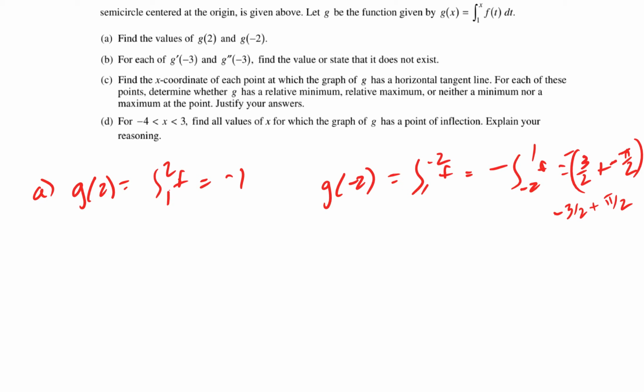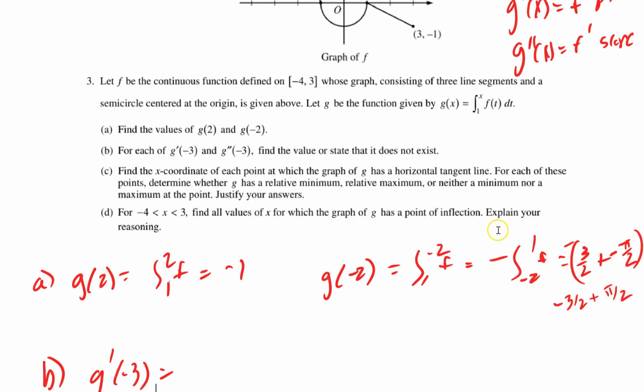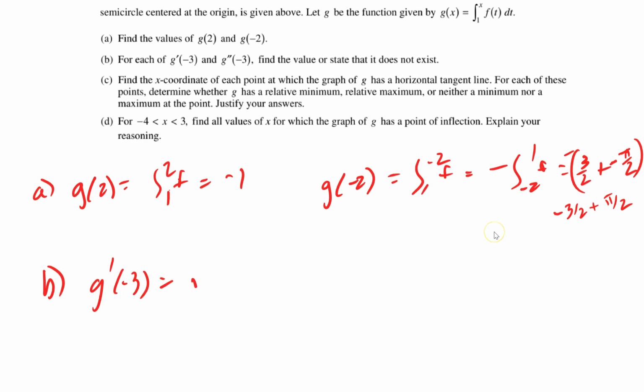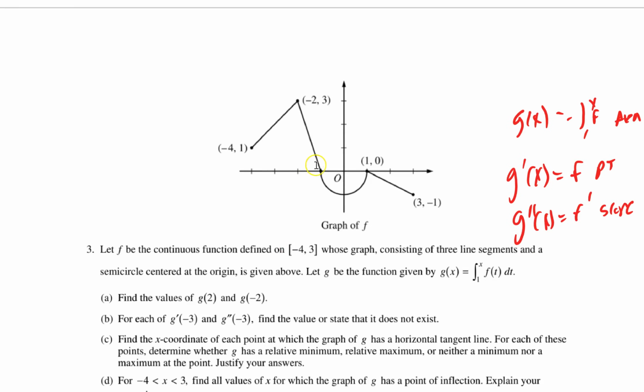That's A. B, find g prime of negative 3. Well, again, use your little decoder up there. That's this f of negative 3. F of negative 3, so a negative 3. It's right there. Oh, that sucks. So, 1, 2, 3. Here's negative 3. So, you don't have negative 3. So, you have two choices.